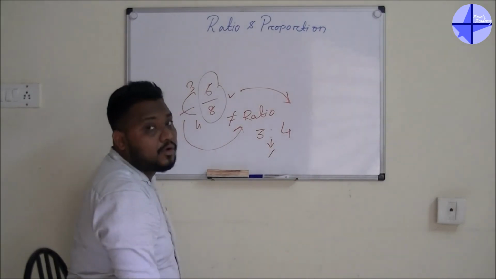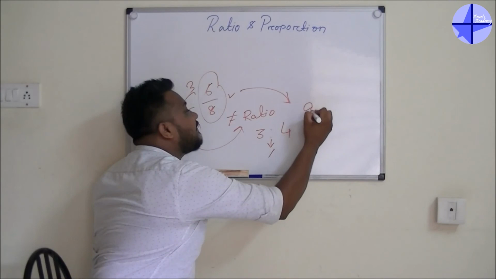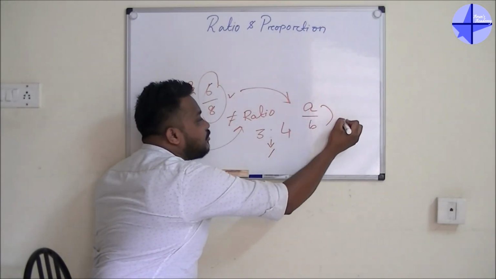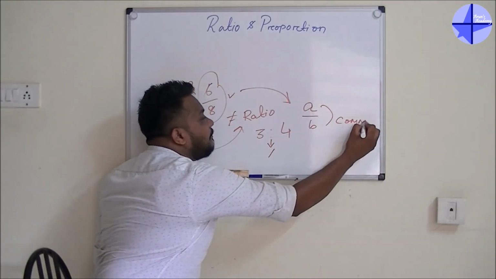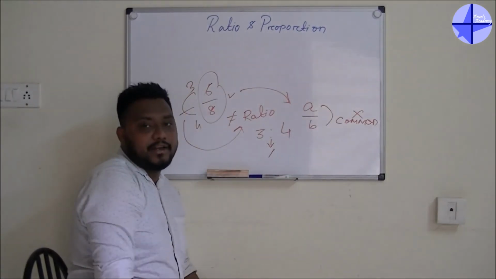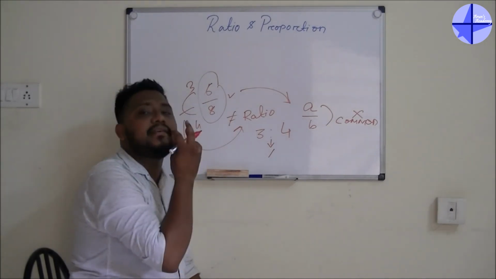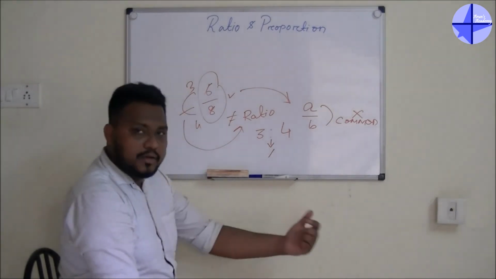If someone asks you what is the ratio, you have to tell them that ratio is A divided by B and there is no common thing available between A and B. Co-prime means no common factor available between A and B. So this is the basic idea about ratio.